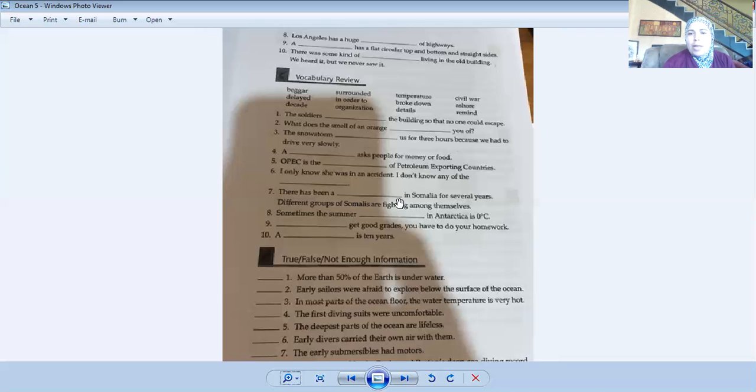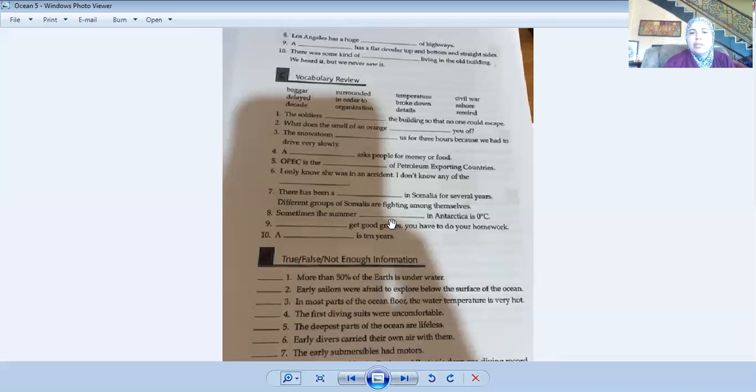There has been a what in Somalia for several years? A civil war. This is the word, all right? So people in Somalia have been at war. They're from the same country. Unfortunately, people from the north are fighting with people from the south, killing each other over a certain person that they want to be the leader that represents them. Different groups of Somalis are fighting among themselves. That's what it really means to be in a civil war.